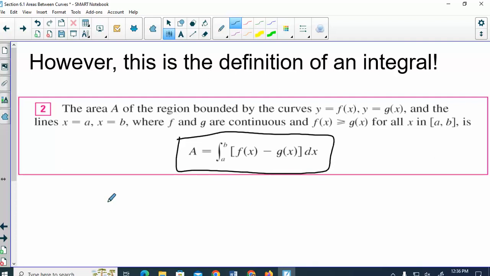What do you think would happen if you did the bottom minus the top? You get a negative. And if we're talking about the area between them, would it be possible to be negative? No. So we can't just put them in any order. We need to make sure we figure out which one is larger and put that one first.